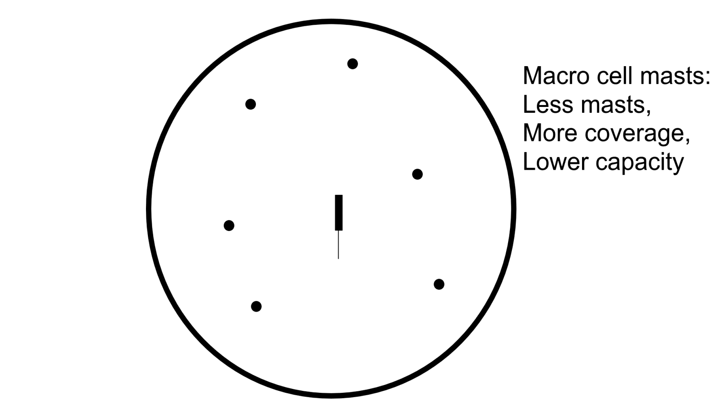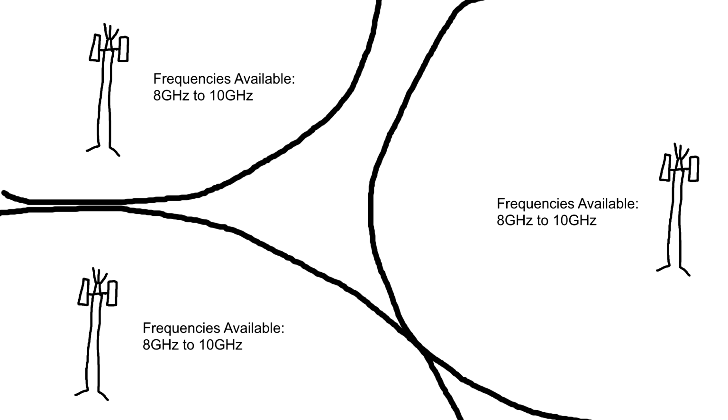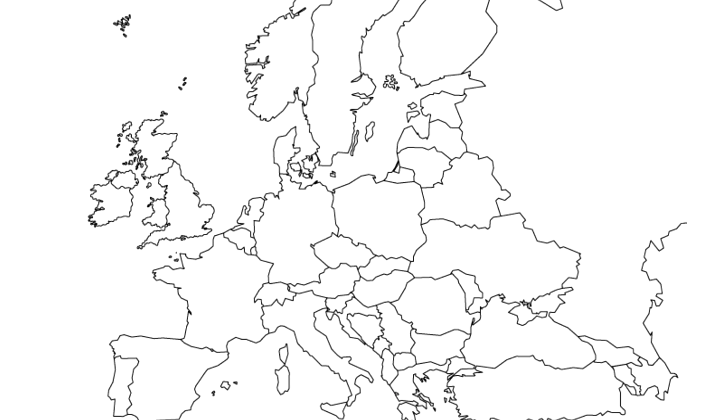On the other hand, in rural areas, macro cell masts are used because they have a large coverage with a lower capacity. The capacity of a cell mast is determined by sections of frequencies available. So the more masts there are, the more frequencies are available. However, if there are multiple masts in the same area, this can cause interference, as the same frequency will be used for multiple purposes. To visualize this, think of a map of countries in different colours.